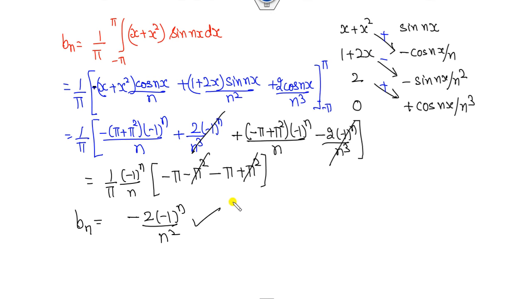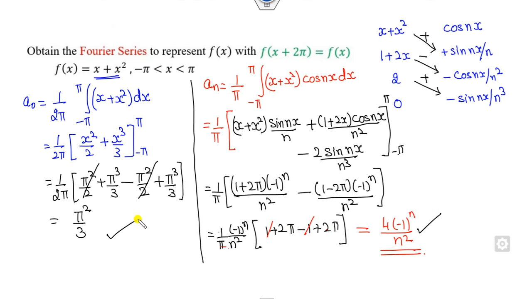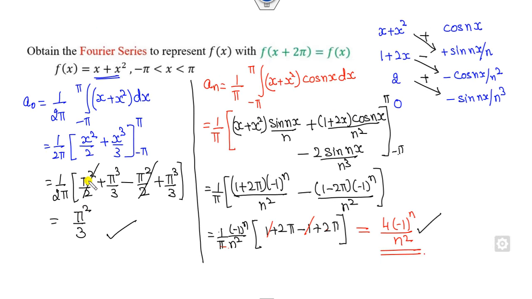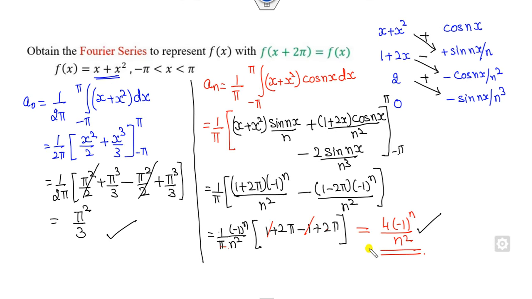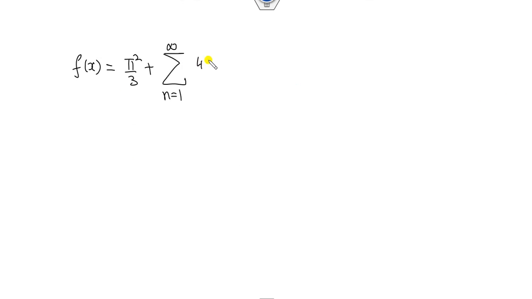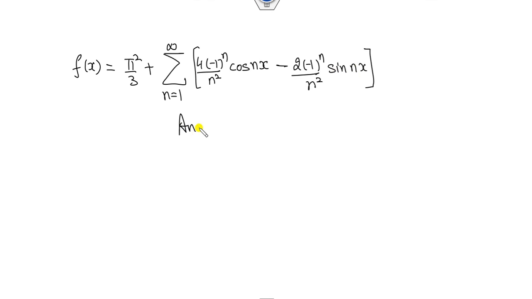Now this is the value of the bn, this is the value of the an, this is the value of the a0. You can substitute this into the Fourier series. So a0 will be pi square by 3, plus summation n varies from 1 to infinity. What is the an? an is 4 minus 1 raised to power n over n square cos nx, plus bn. bn is minus 2, so I can write this as minus 2 times minus 1 over n square sin nx. So that is the Fourier series of this function.